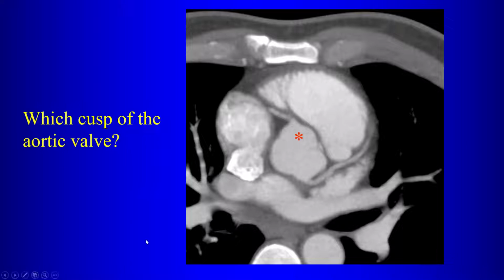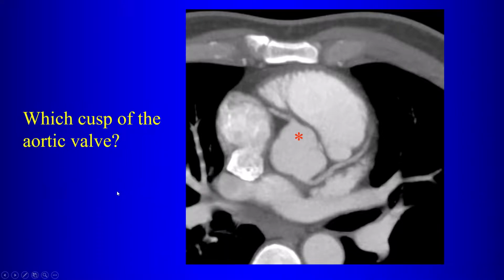The landmark for the posterior or non-coronary cusp is the interatrial septum. Here's the left atrium, here's the right atrium, and a little bit of the superior vena cava here at the junction of the SVC and right atrium. So the interatrial septum is the landmark for the posterior or non-coronary cusp. Try to identify that first, especially if you can't see the coronary arteries on your image.